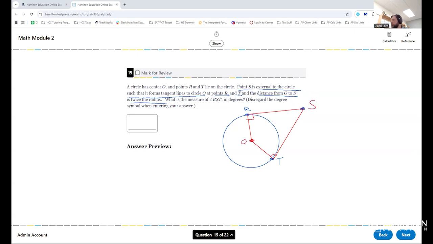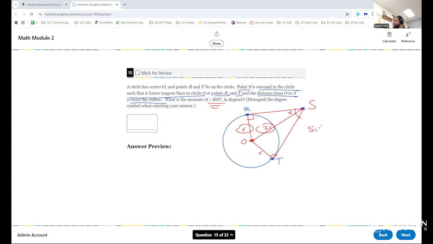What are we solving for? What is the measure of angle RST? Well, let's start filling in some more details. It mentioned that the distance from O to S was 2 times the radius. So that's 2R. But O to R and O to T is also 1 radius. Well, I don't know how to get the whole angle, but I can get this angle here because I can use the trig function sine to get the angle because we have the opposite side and the hypotenuse.